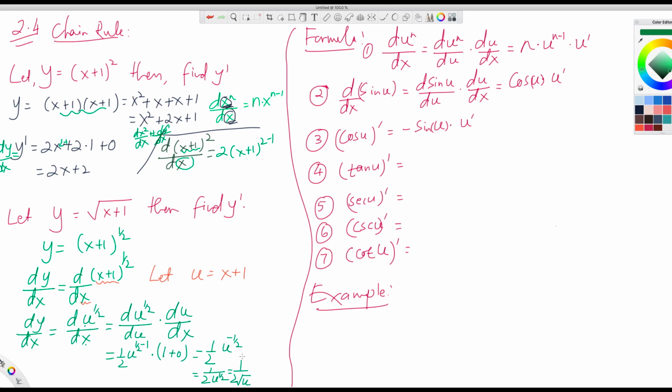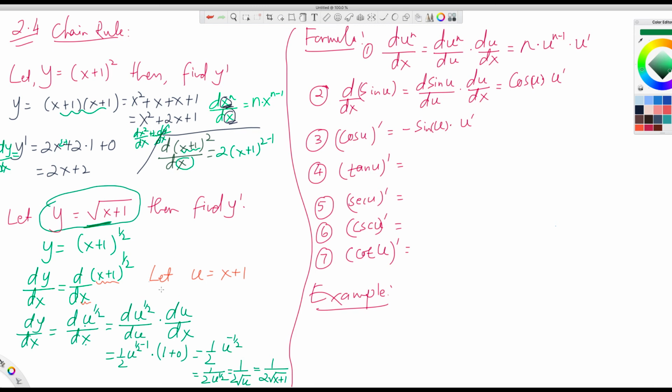But here is the problem. Your question was in terms of x, so your answer must be in terms of x. You need to replace u back. So the final answer here is 1 over 2 root of x plus 1. That is the derivative of this function.